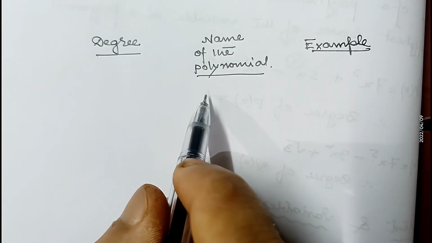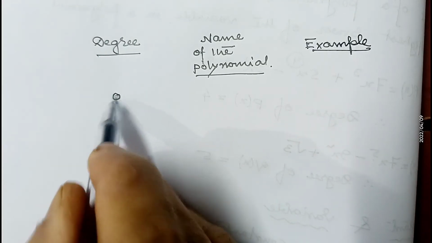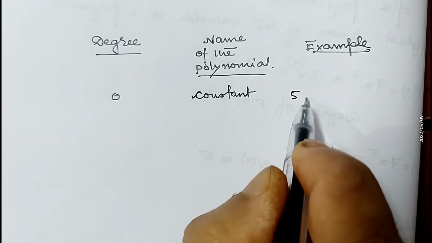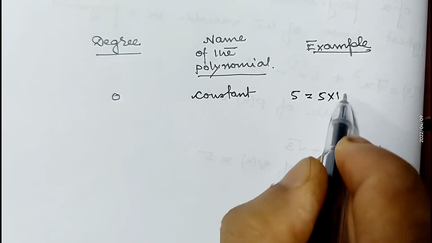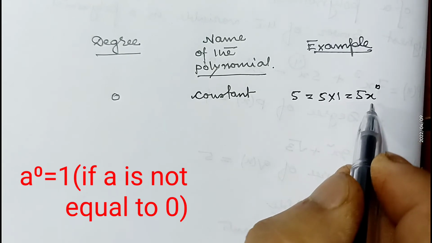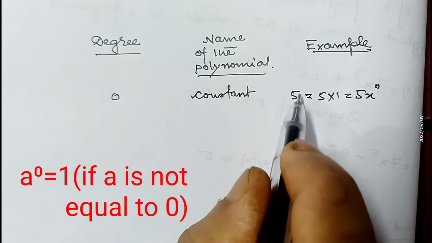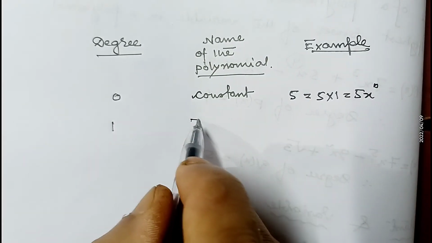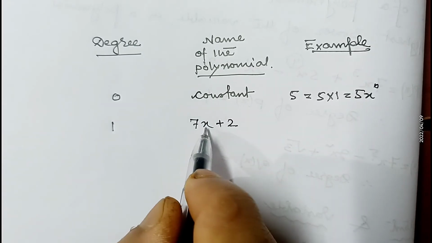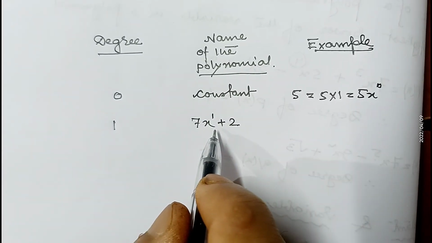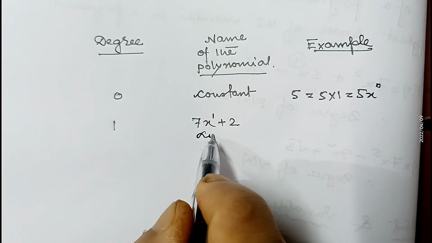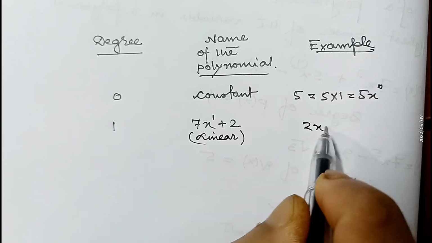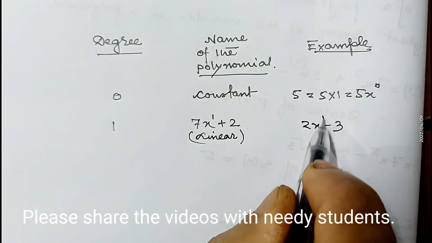There are different types of polynomials depending on degree. If degree is 0, then it is called a constant polynomial. For instance, 5 can be written as 5 into 1, and it can be written as 5x to the power 0. Since here degree is 0, this type of polynomial is called a constant polynomial. Suppose degree is 1, 7x plus 2. Here power of x is 1. Since the maximum power of this polynomial is 1, it is called a linear polynomial. We can write an example like 2x minus 3. Here also degree is 1.